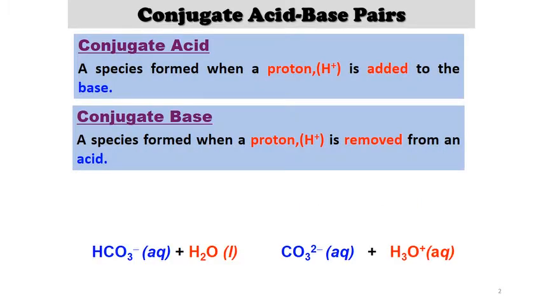Conjugate acid-base pairs. What is conjugate acid? Conjugate acid is a species formed when a proton or H+ is added to the base, while conjugate base is a species formed when a proton or H+ is removed from an acid.